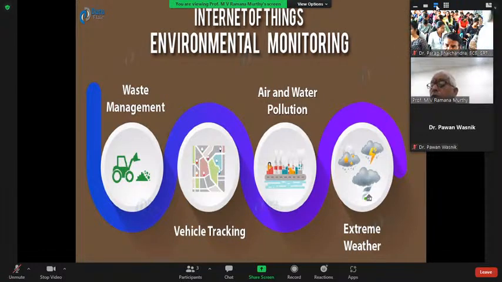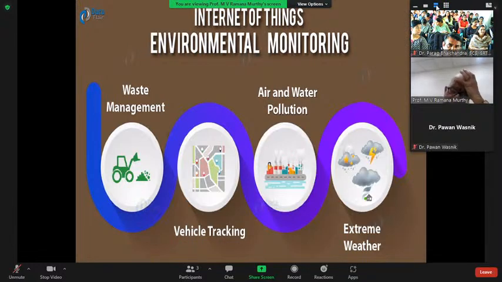When you want to control the environment, you also have to take care of how waste can be handled, and of the requirements for water composition and the purity of the water. Today, we also have to keep track of the effluents released by vehicles that are spoiling the environment. So for that you have to track the vehicles, and you need extreme weather monitoring, and then waste management, air and water pollution, all these things are there.